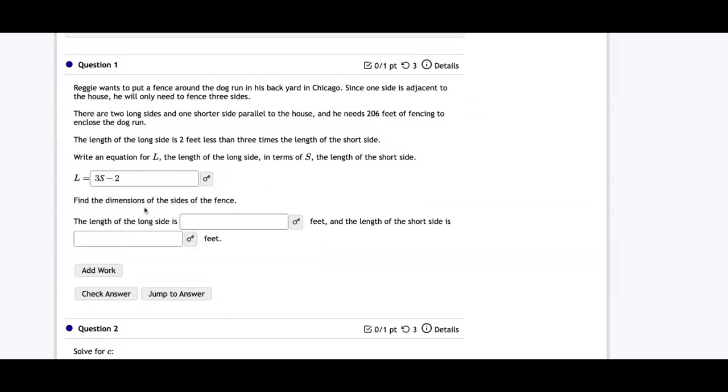Now, the next question, find the dimensions of the sides of the fence. All right, let's go back to the chat. Now we know L equals 3S minus 2. What do you think we should do? We have 2 equations here. We have 2L plus S equals 206. We have L equals 3S minus 2. We want to combine those 2 equations. What do you think we should do?